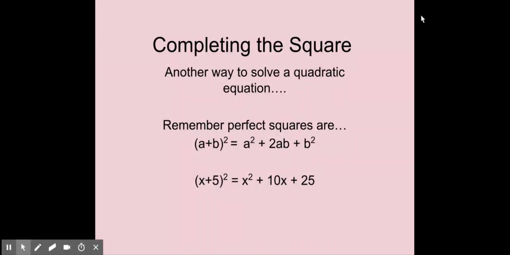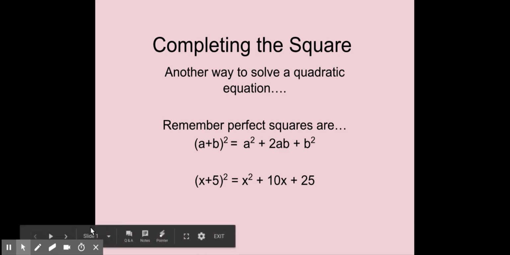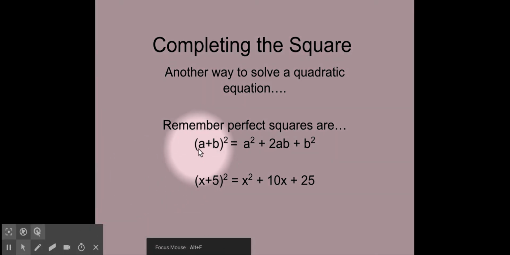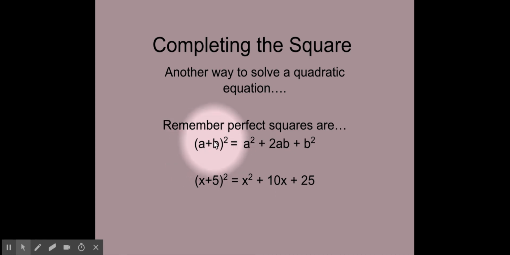So if you have a quadratic equation like x squared plus 5x minus 12, and you can't factor it, you could also solve it using this method called completing the square. So if we remember back that perfect squares, if you have something like a plus b squared, when you FOIL this, it becomes a squared plus twice ab plus b squared. You get that double the outer, the inner term.